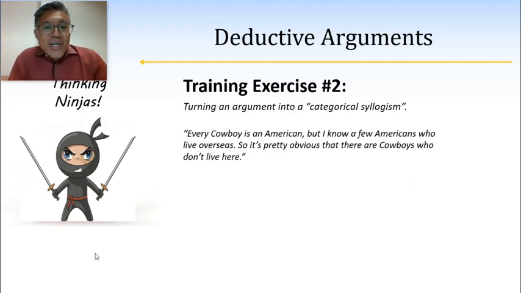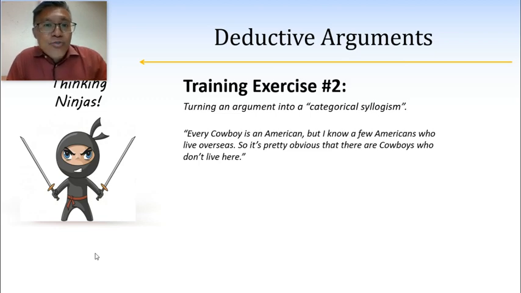Okay, so let's take a look at this example and try to turn it into a categorical syllogism. Every cowboy is an American, but I know a few Americans who live overseas. So it's pretty obvious that there are cowboys who don't live here. Lots of ways of saying something, right? You change words, you change the structure of a sentence. Lots of ways of saying the exact same thing.